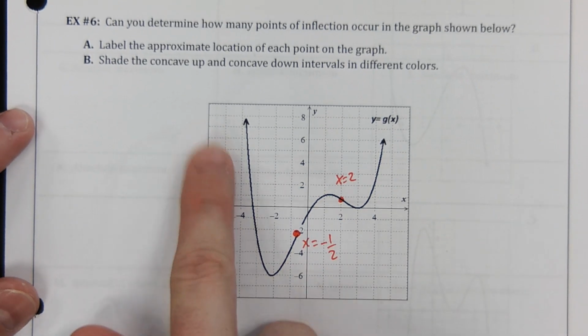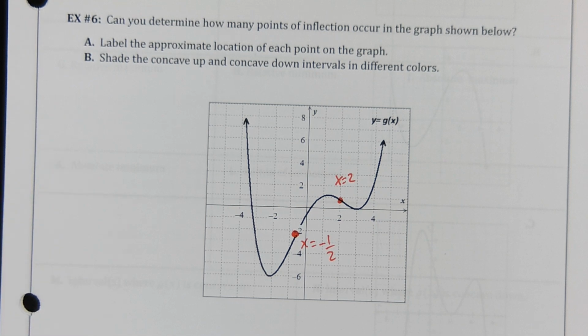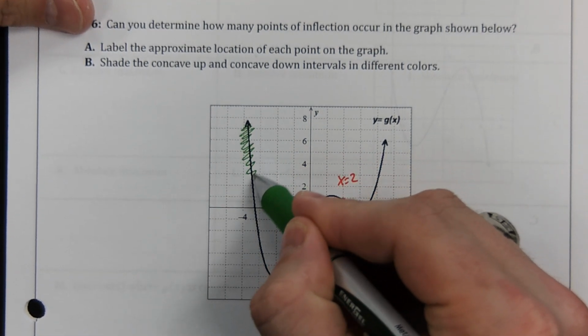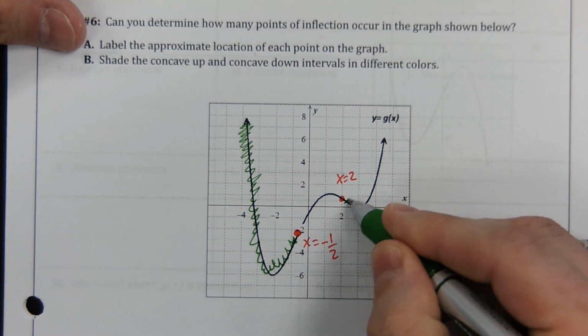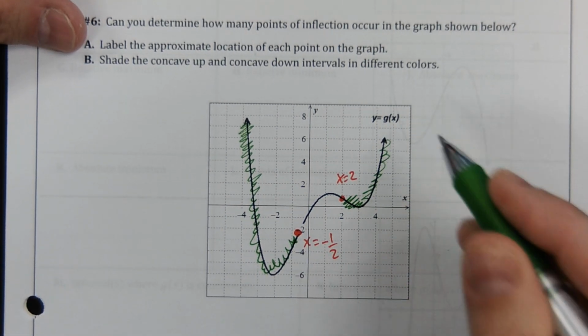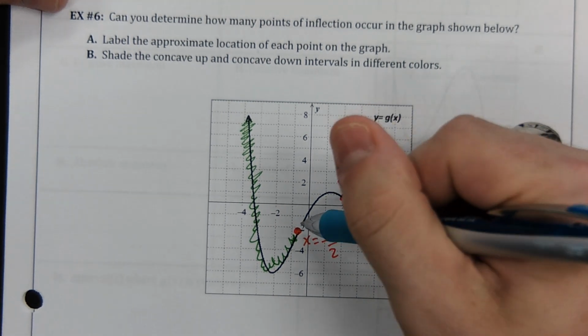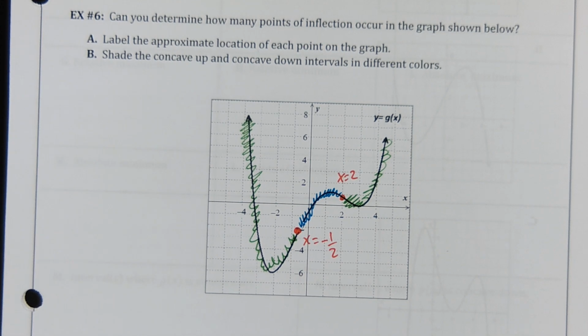It says, well, we have to shade the concave up and concave down intervals in different colors. So I'll do up in green again. It's kind of stupid at this point because we just did that. But up in green. There's up. Down I did in blue in the previous example because the directions told me to. So there it is. Ta-da.